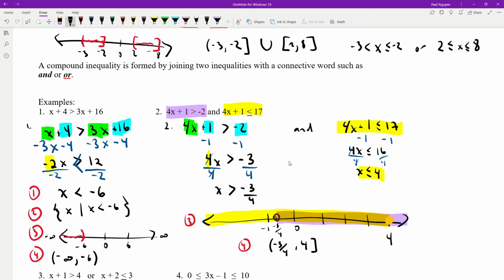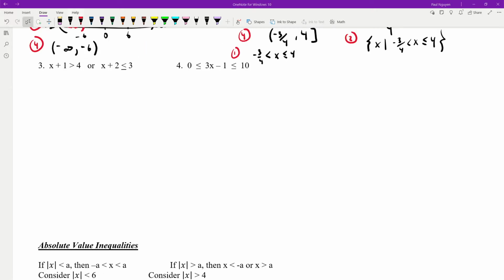If I want to do it the first way, which is with a compound inequality, it's going to be that x is less than or equal to 4, and it's bigger than -3/4. Combining this inequality and this inequality, x is bigger than this one and less than this one. Finally, in set builder notation, it's the set of x such that x is bigger than -3/4 and less than or equal to 4. Let's solve another one.